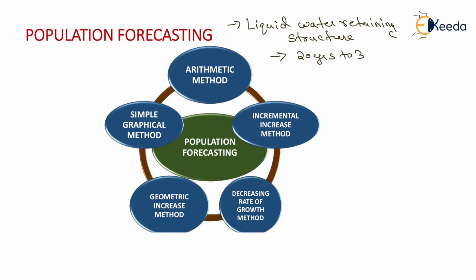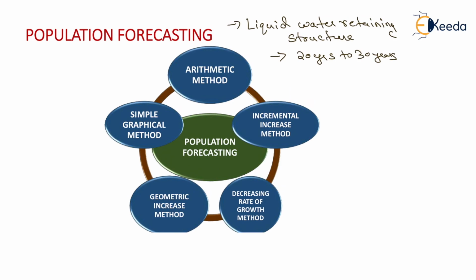Now if we design that tank for the present population, then it will fail in its serviceability criteria because population is increasing day by day. If we design that liquid retaining structure for the present population, then after some years it will fail in its serviceability criteria. So we need to forecast the population after 20 to 30 years. That's why we are going to discuss population forecasting.